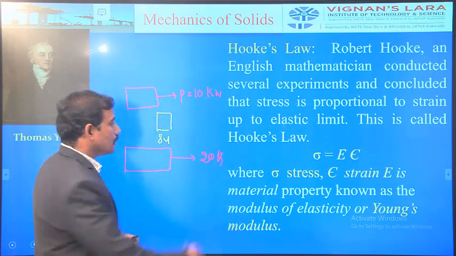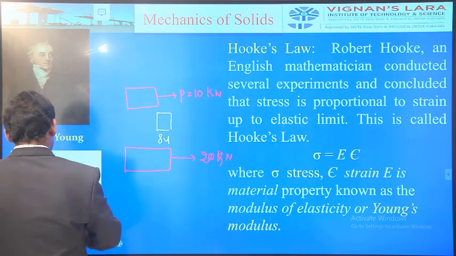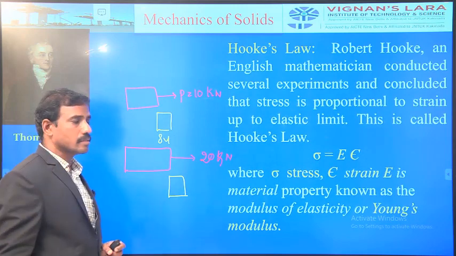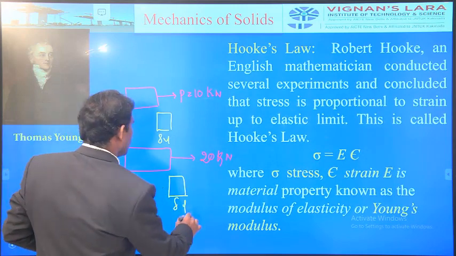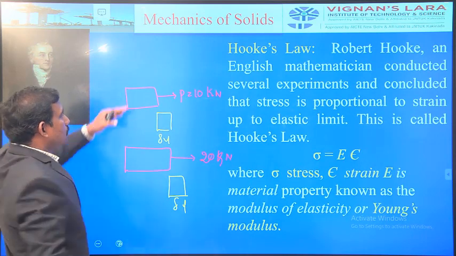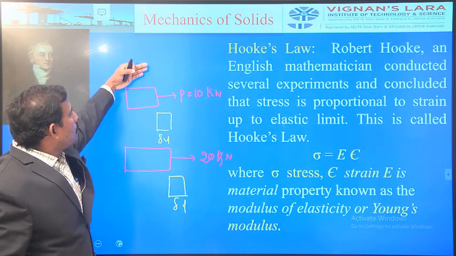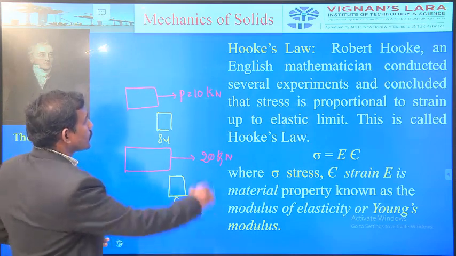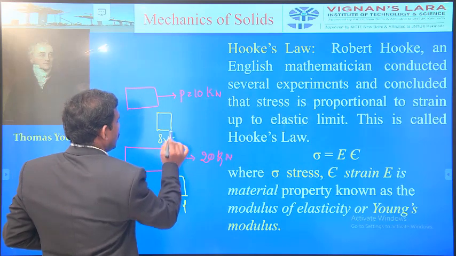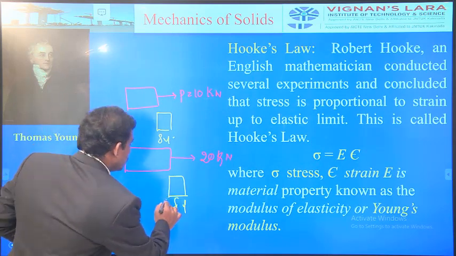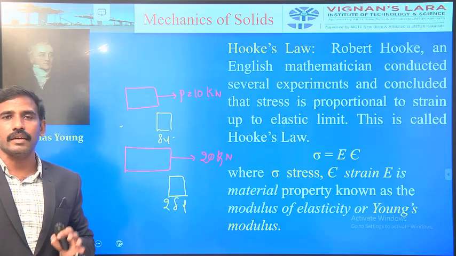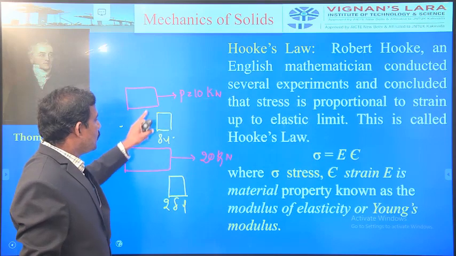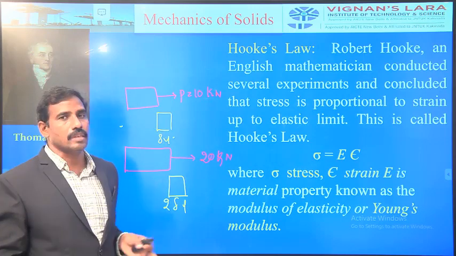Then he observed and concluded one thing. He found there is again some more deformation, that is also delta L, for example. So we can conclude that whenever the body is subjected to 10 kilonewtons, the deformation is proportional, equal to delta L. If it is increased, its deformation becomes 2 delta L. It means if you increase the force, the deformation or the increase in length also increases proportionally.